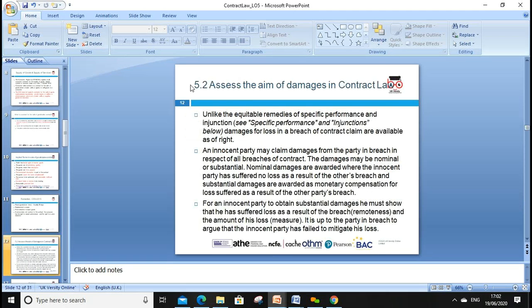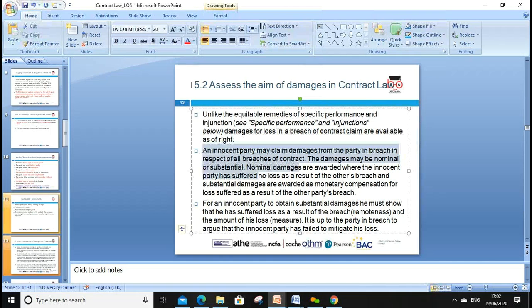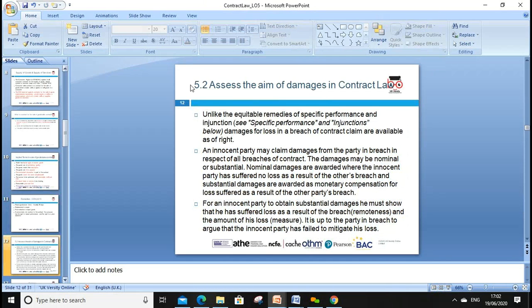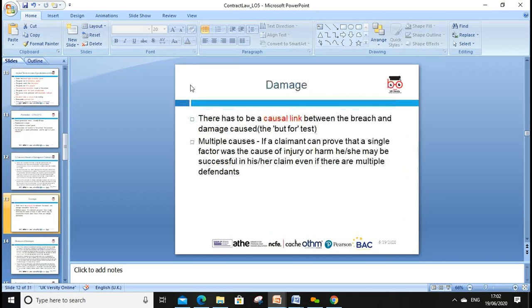And then we have assessing the aims of damages for breach of contract. We need to determine who is the innocent party, what was to be delivered, and of course the party has to owe a duty of care. For damages there must be a causal link between the breach and the damages.